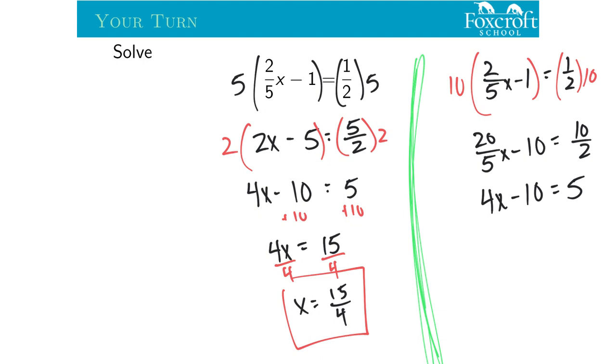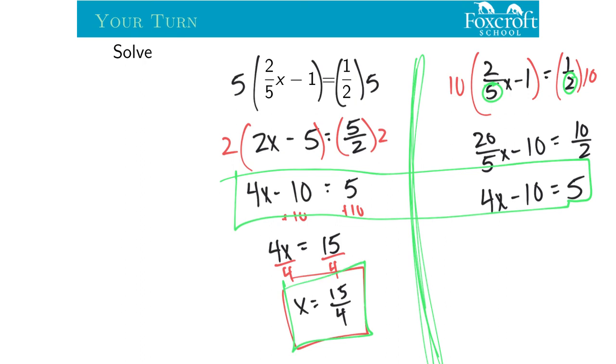The other thing you do is just multiply both sides by 10 right away, and 10 is just 5 times 2. So just going to get rid of both those fractions at the same time. And again, that simplifies once you simplify all the fractions into 4x minus 10 equals 5. So again, that line's the same, just two different ways of getting there. And we get down to our final answer, 15 over 4.